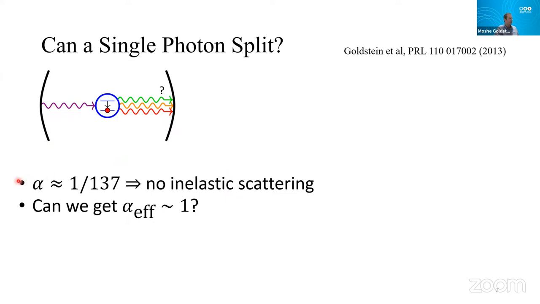The problem is that the coupling of the system to the environment, the electromagnetic environment, is weak. It's characterized by the fine structure constant, which is very small, and this is a higher order process. The probability for that happening is extremely small. But what would happen if we were to live in a world in which the fine structure constant is of order 1? Then processes like that would be as important as processes in which a single photon stays a single photon.